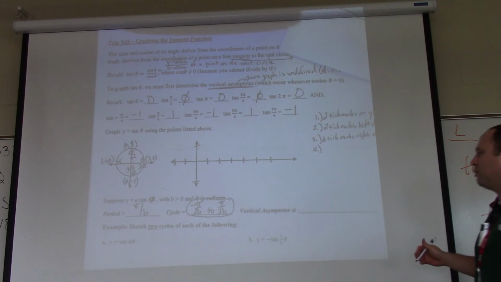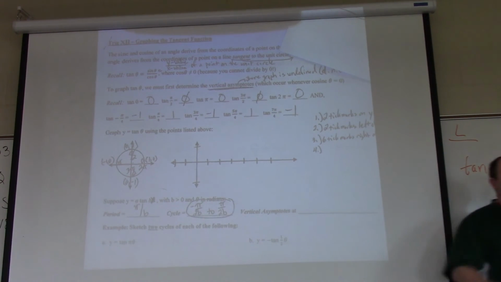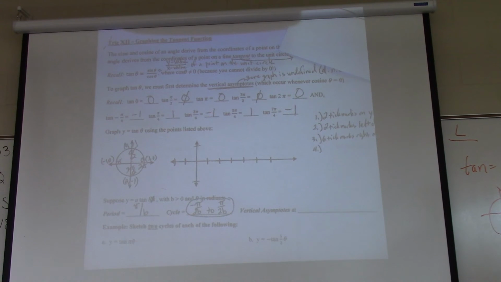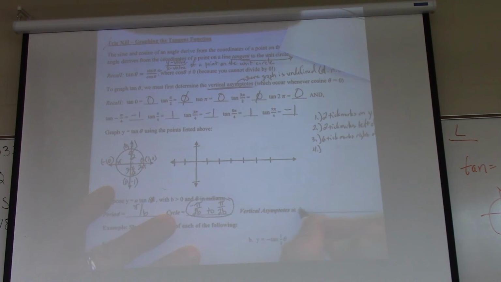Okay? Stay with me. The vertical asymptotes. What does a vertical line look like? Yeah, it's just straight up and down, right? Vertical asymptotes are the lines where the graph does not exist. So the vertical asymptotes occur at the end of each cycle.